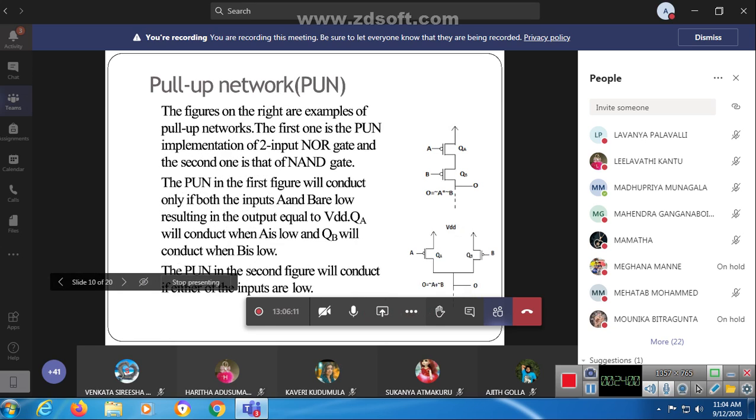And similarly we have to see what a pull-up network is. Here also we have pmos transistors in series and pmos transistors in parallel. In these examples, the first one is the pull-up network implementation of two input NOR gate, and the second one is the two input NAND gate. The PUN in the first figure will conduct only if both the inputs A and B are low.